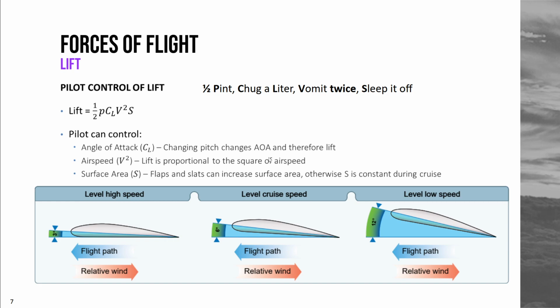Airspeed, lift is proportional to the square of our airspeed, so the more airflow we have moving around our wings, the more lift that we're going to be creating. And surface area, so we have flaps. We don't have slats on our aircraft, but we have flaps that increase the surface area of the wing, that increases lift and increases drag. So that's how we manipulate lift. We manipulate our angle of attack, we manipulate our airspeed, and our surface area through the use of our flaps.